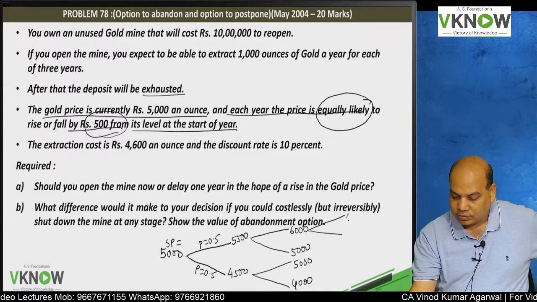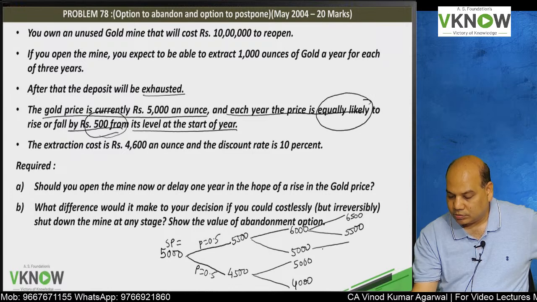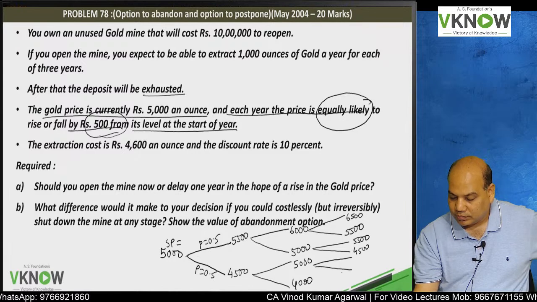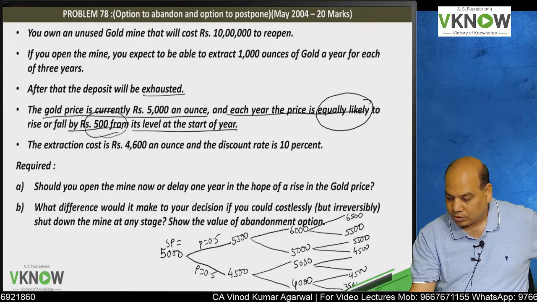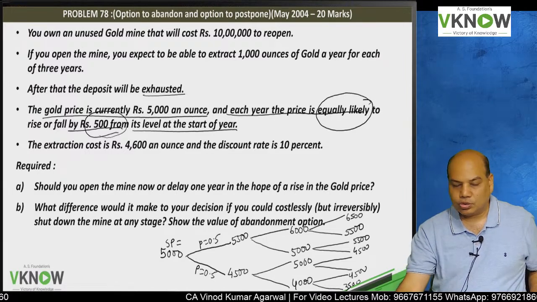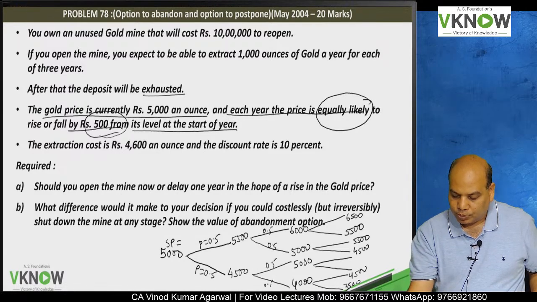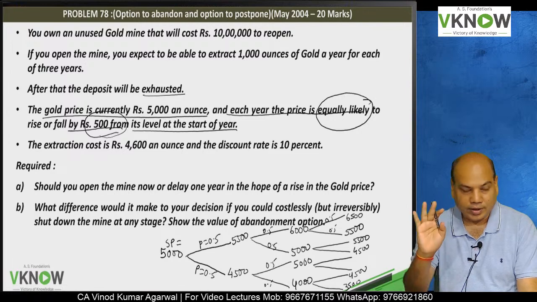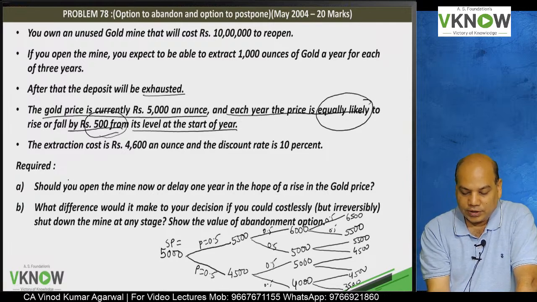If it is 6000, then it can be 6500 or 5500. If it is 5000, then it can become 5500 or 4500, again the same, and if it is 4000 it can go to 4500 or 3500. So these are the predictions about gold prices, and all of these have a probability of 0.5. I'm not writing all of it now, I will draw the same diagram for you nicely.